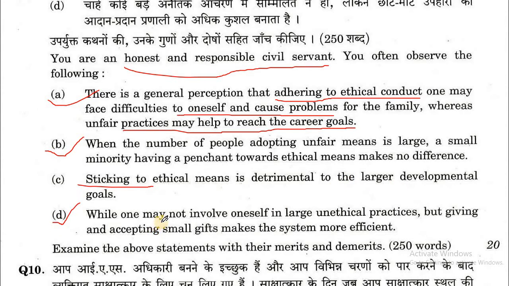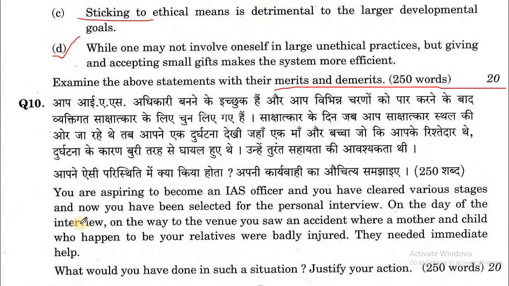And D. While one may not involve oneself in large unethical practices, giving and accepting small gifts makes the system more efficient. Examine the above statements with their merits and demerits. 250 words and 20 marks.